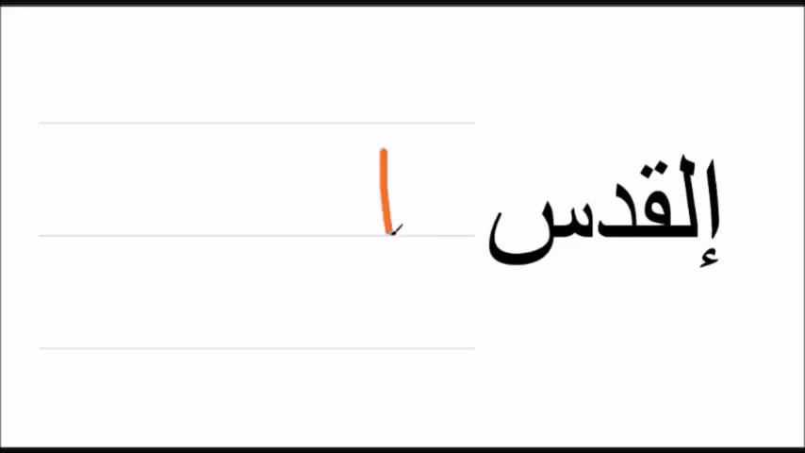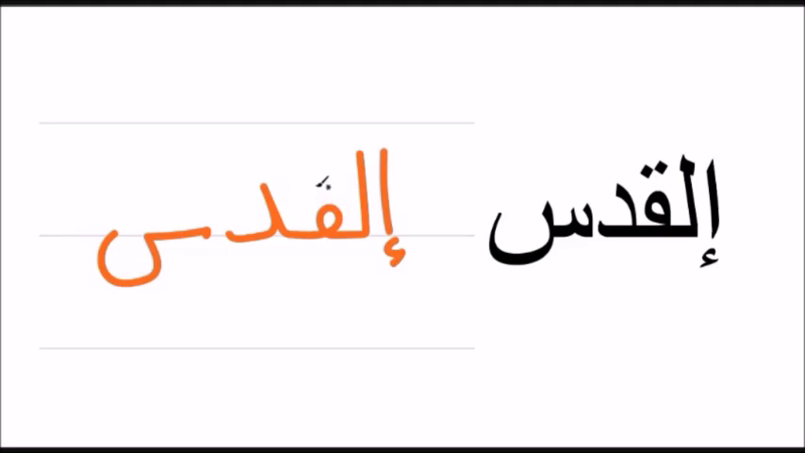We start with the letter alif, a straight line, and then the lam, which continues into the qaf, then the dal, after which we pause, and then the final sin with its tail. Alif takes a hamza under the letter to make the sound I, and we place two dots, a short line above the letter qaf, and that is how you write il-Quds, Jerusalem.